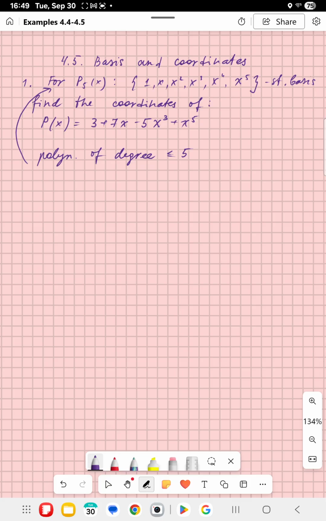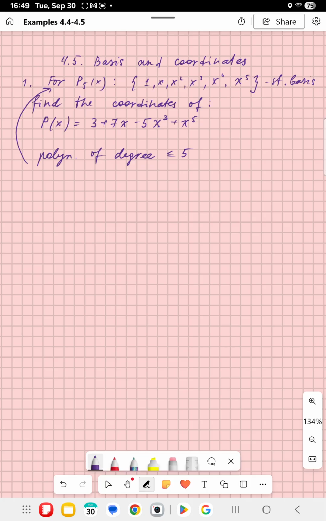Okay, and somebody gives us a polynomial and they're asking what are going to be the coordinates of this polynomial if we consider a standard basis. The standard basis for polynomials of 5th degree or less is going to consist of 1, x, x squared, x cubed, x to the power of 4, and x to the power of 5. And we had it in lecture, why it's the standard basis.